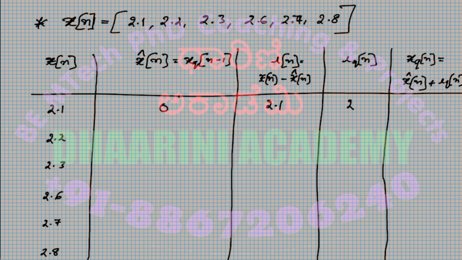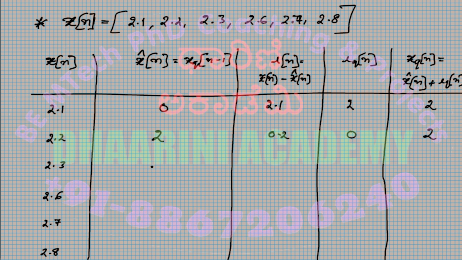So x cap is 0, eq is 2, so the next value is 2. I'm adding this plus this. Just see the equation, that's all. Now xq of n minus 1 is this 2 coming over there, so simply bring the 2 down. So there is a 2 here. Now you do 2.2 minus 2. This will be 0.2. So 0.2, the closer value is 0. So 2 plus 0 is 2.